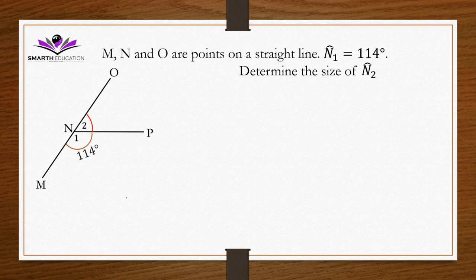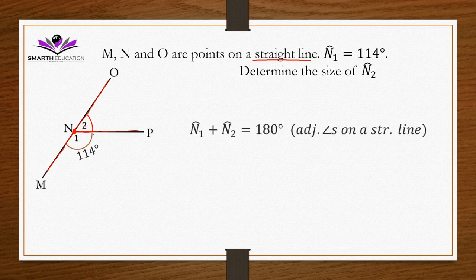Right. We are told that M, N, O are points on a straight line. And then if you check here, we're forming the Y shape. And then we have a common vertex, and a common arm NP there. So it means N1 and N2 are adjacent angles on a straight line. So we're saying N1 plus N2 is equal to 180 degrees.